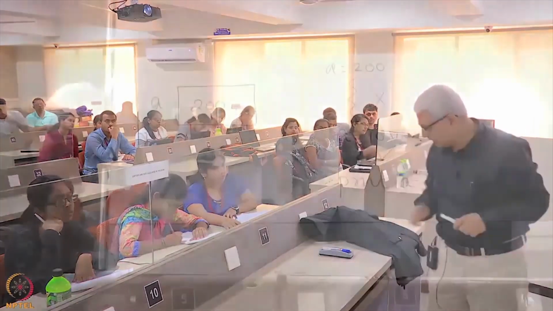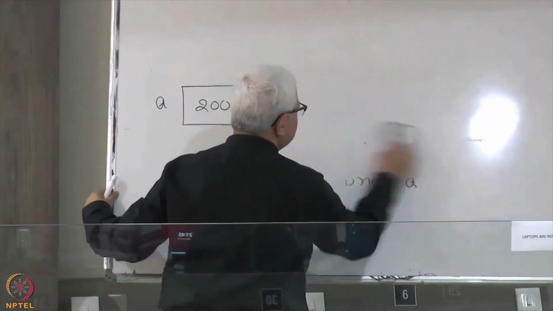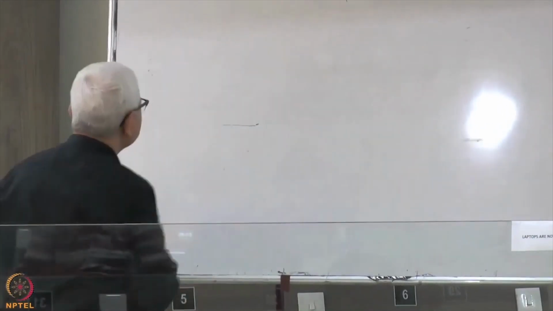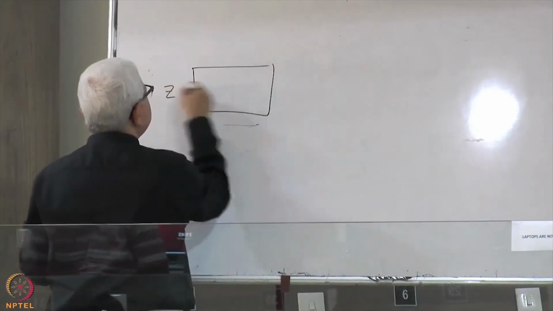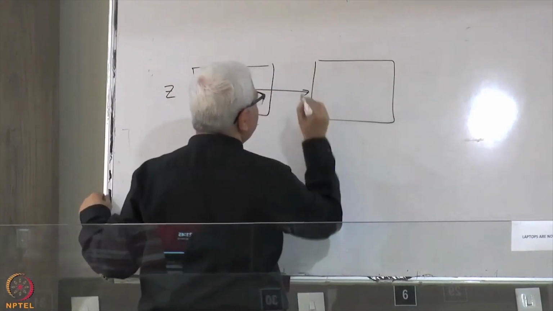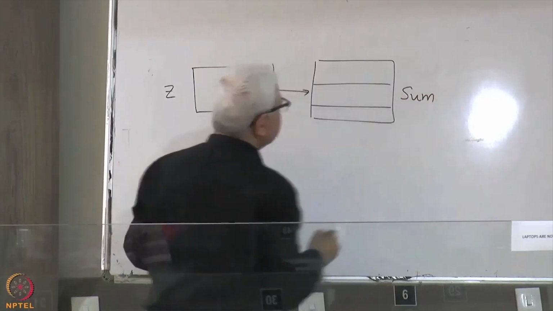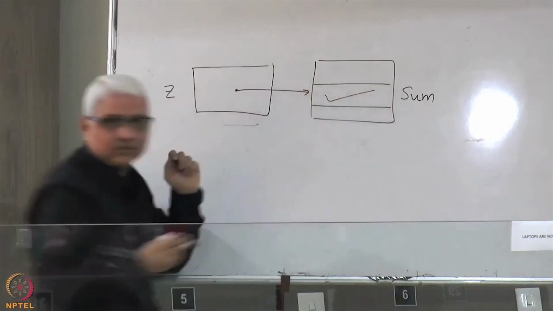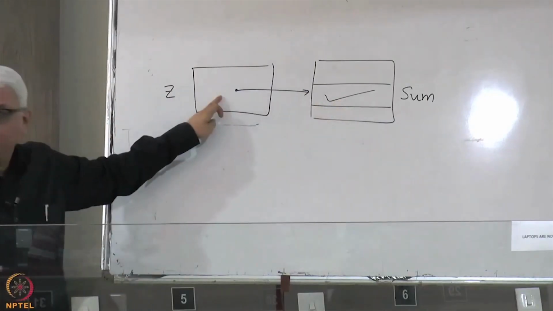Now, this was a scalar variable, so let us come to a structure variable. So we have Z, which points to some location whose field sum, the result of the addition, is being stored here. This is the destination. This is the location that is being overwritten. Z is not being overwritten.